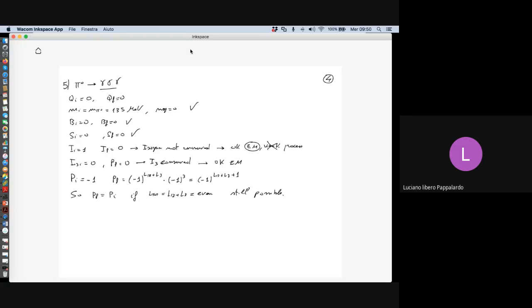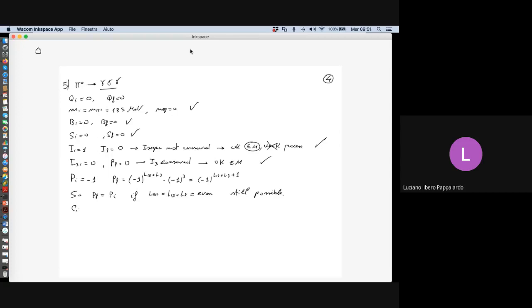Now try to think yourself. Any idea? No idea. Okay. For the charge conjugation. Sorry? Say again? For charge conjugation. Exactly. Charge conjugation is the problem.